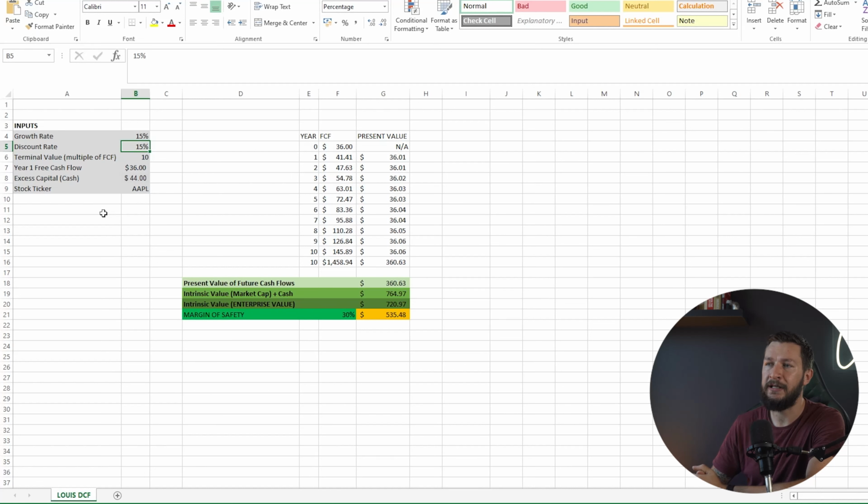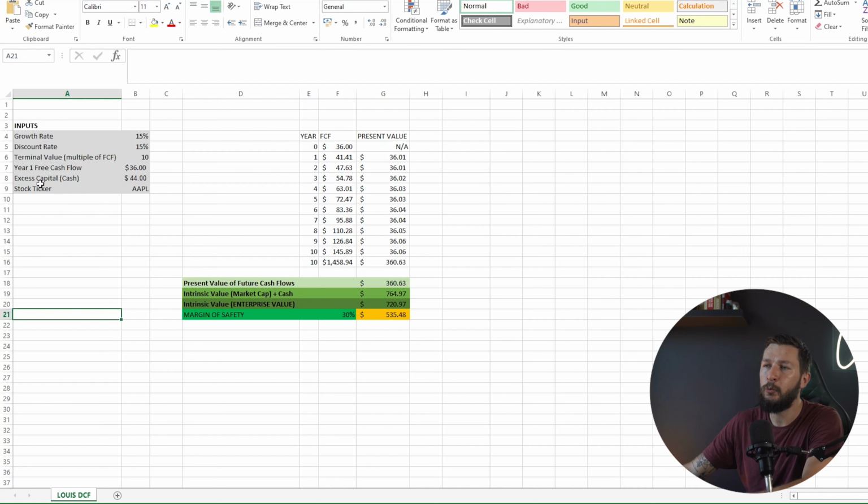Next, we have to put in the terminal value, or the multiple of the free cash flow that we will be able to sell the company for in the next 10 years. So this simply means if a company like Apple generates $100 billion in free cash flow in year one, we need to understand what we will be selling the company for in 10 years. Because Apple is quite a large and significant company, we will be using a terminal value of 10, meaning we'll be selling the company for 10 times free cash flow in the future.